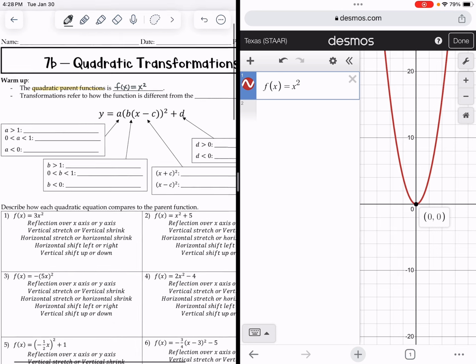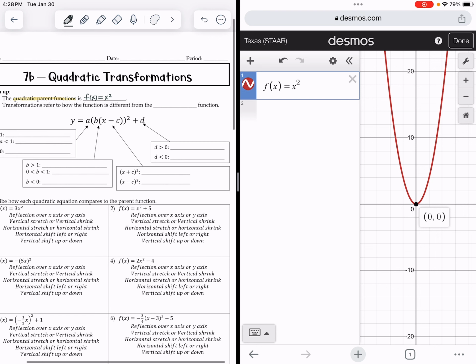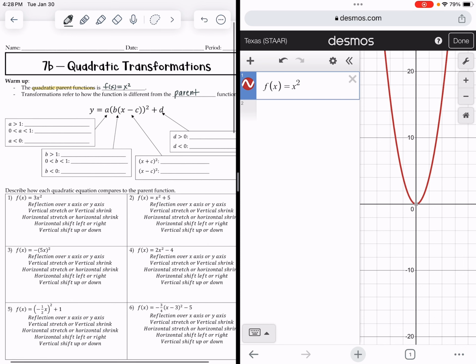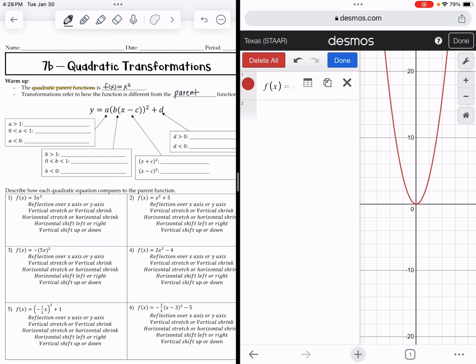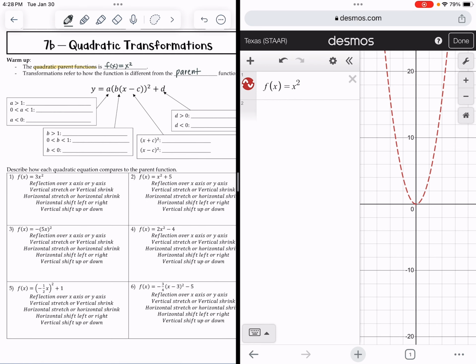And so transformations just refer to how the function is different from the parent function. So you can think of the parent function as the original function. And so I like to use this gear and change it to a dotted line, because he's the starting function. Every other parabola is just a transformation of this guy.